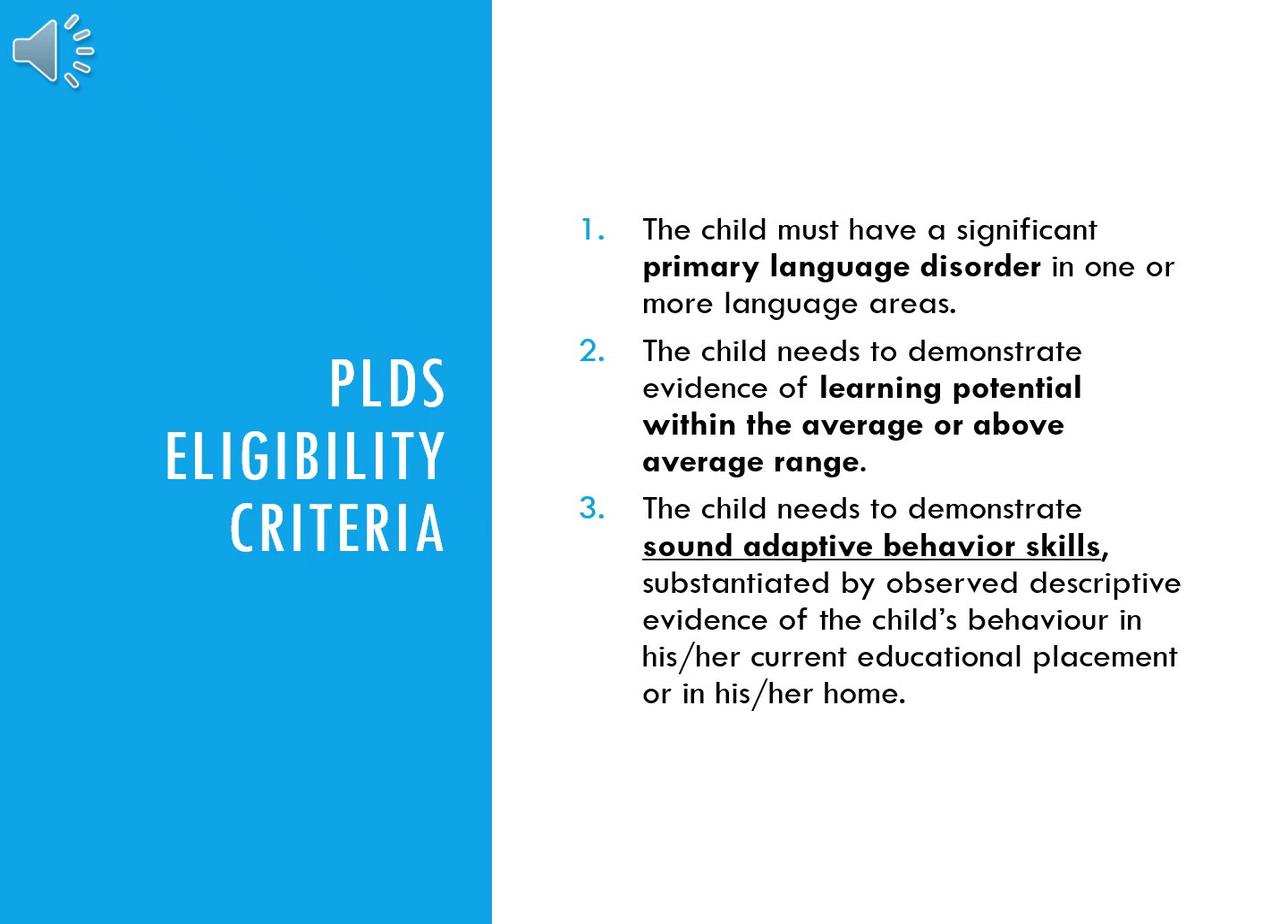The child also needs to demonstrate evidence of learning potential within the average or above average range. For pre-primary and Year 1 applications, an assessment by a psychologist is essential. For kindergarten applications, a paediatric assessment is highly recommended but not essential. The child also needs to demonstrate sound adaptive behaviour skills, as substantiated by observed descriptive evidence of the child's behaviour in their current educational placement or in their home environment.